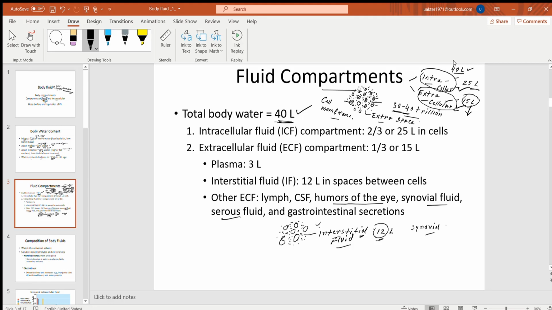Serous fluid: you remember in the pericardial cavity you have pericardial fluid. In the pleural cavity around the lung you have pleural fluid. In the abdomen you have the peritoneal cavity where you have the peritoneal fluid. So all those together are called the serous fluid. Pericardial around the heart, pleural around the lung, and peritoneal around the abdominal organs, right? These fluids are called the serous fluid, in between the visceral and parietal layers.